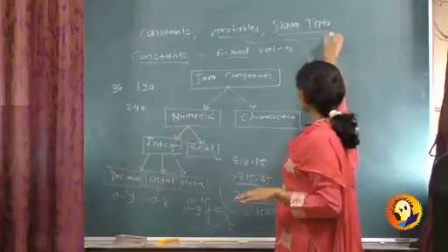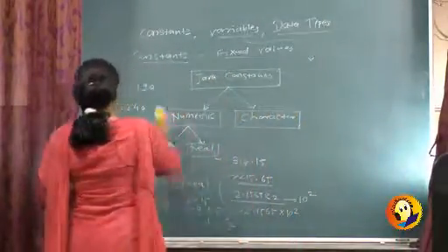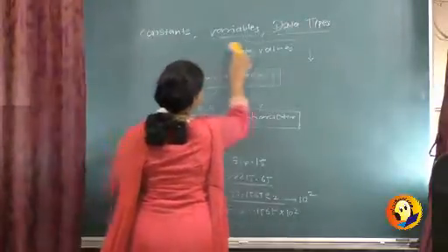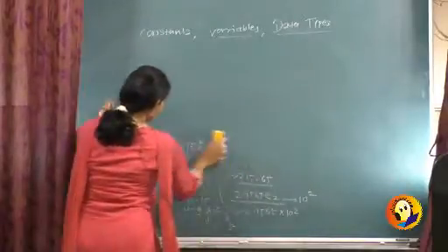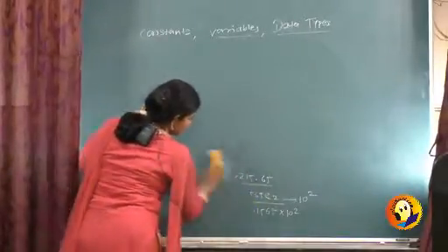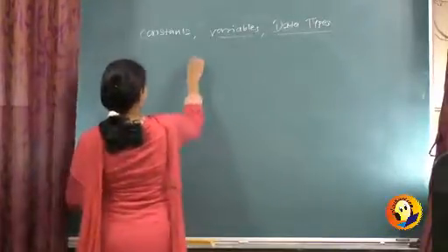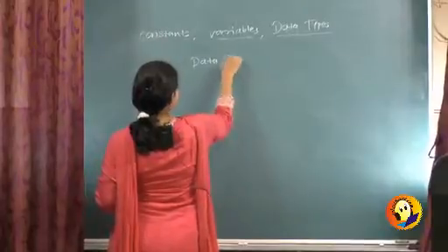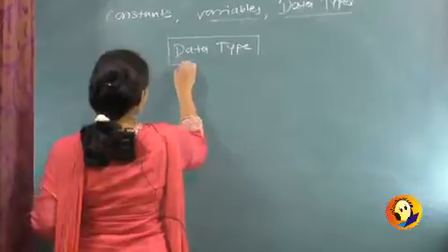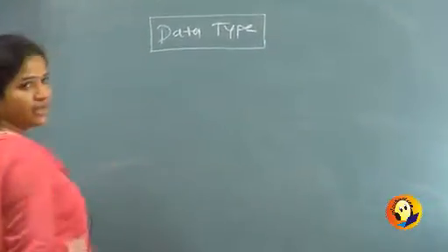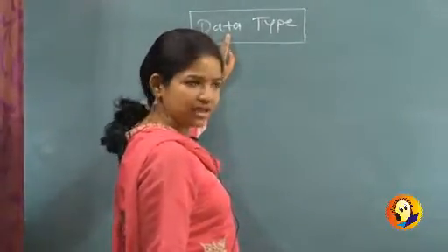And the third concept is data types in Java programs. So data type is nothing but specifying the size and type of data in Java. Data type is a term which specifies the size required for storing particular data and the type of that particular data. So this particular term is called data types in Java.